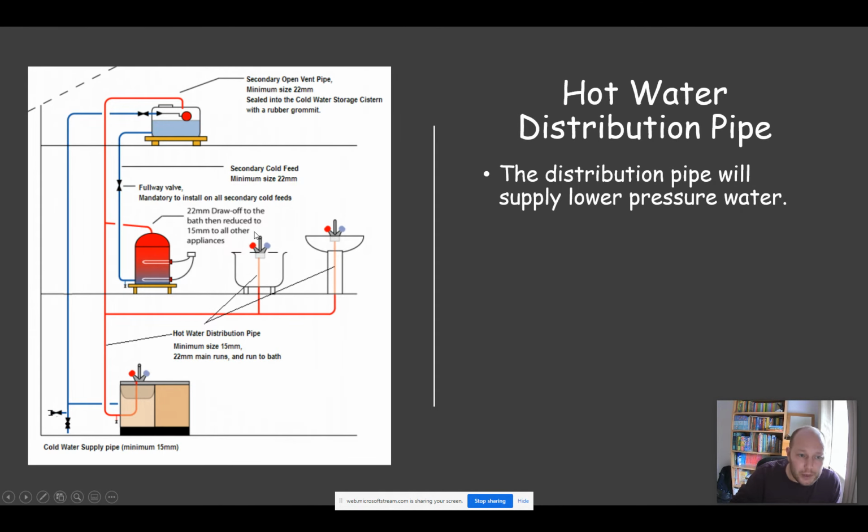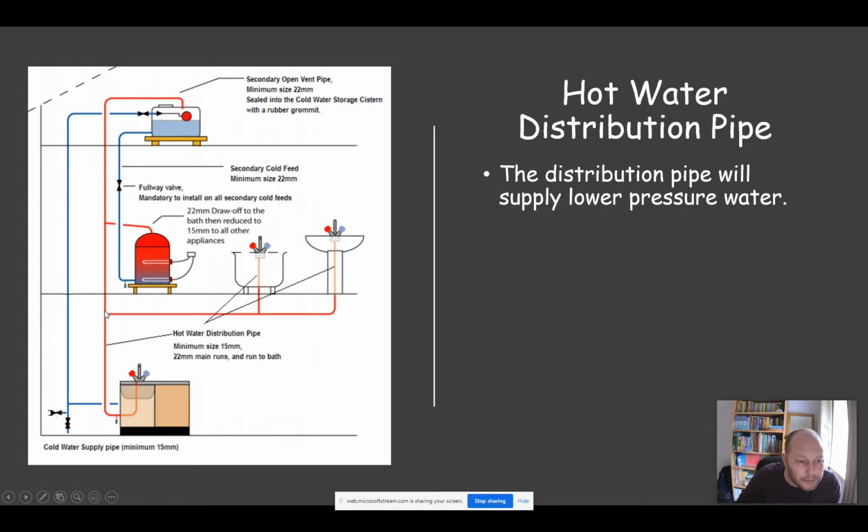Hot water distribution pipe. That's the name of a pipe which will distribute low pressure hot water, in this case a hot water distribution pipe. Okay, because this cylinder's being fed from storage, we know it's going to be delivering low pressure water, so therefore the pipe which comes off of here will be described as the hot water distribution pipe.